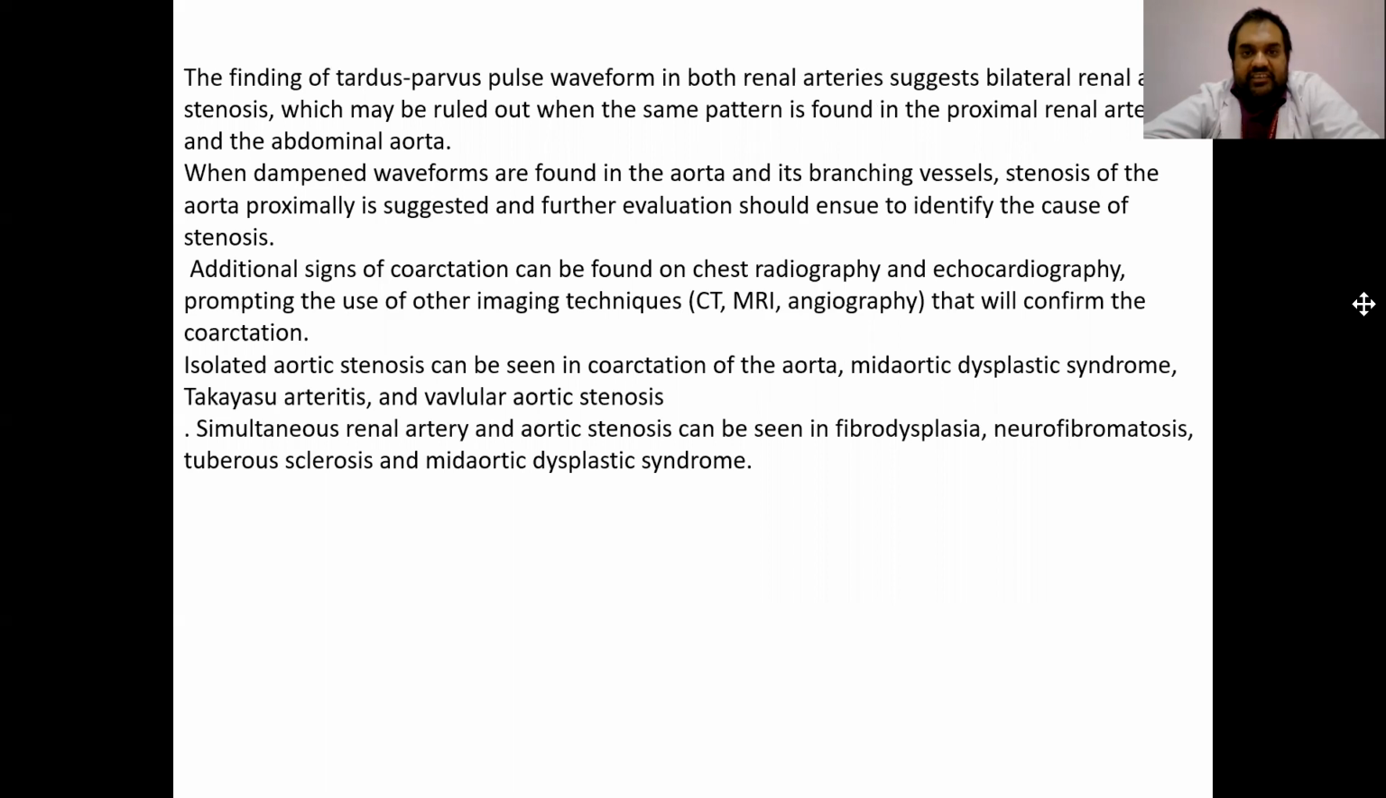Isolated aortic stenosis can be seen in coarctation of aorta, mid-aortic dysplastic syndrome, Takayasu arteritis, and valvular aortic stenosis. Simultaneous renal artery and aortic stenosis can be seen in fibromuscular dysplasia, neurofibromatosis, tuberous sclerosis, and mid-aortic dysplastic syndrome.